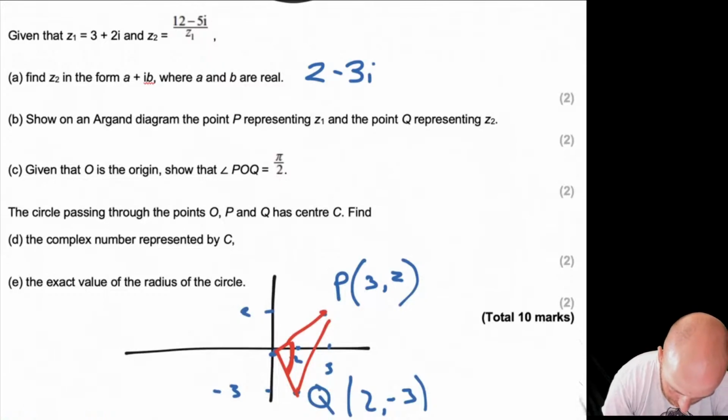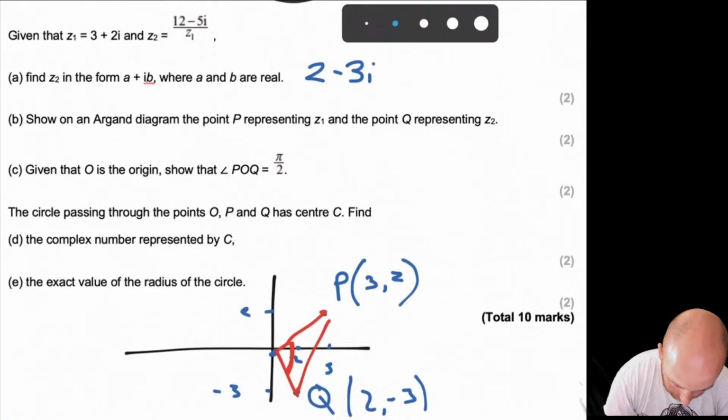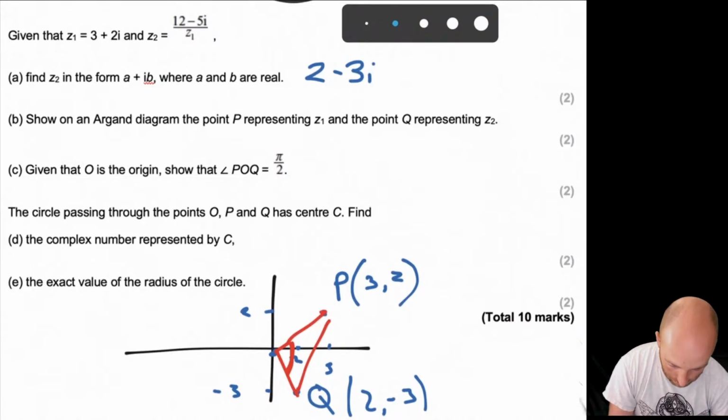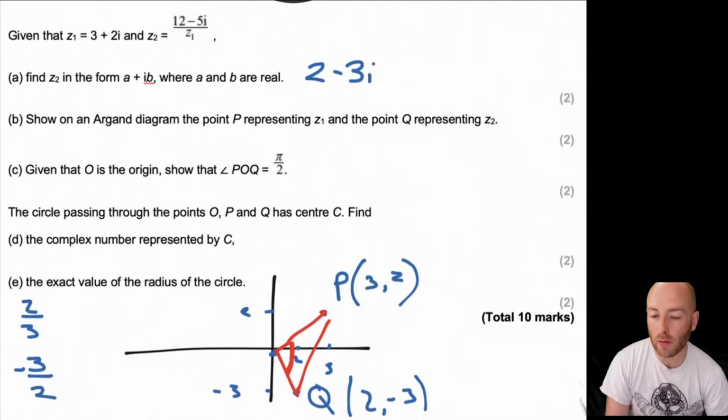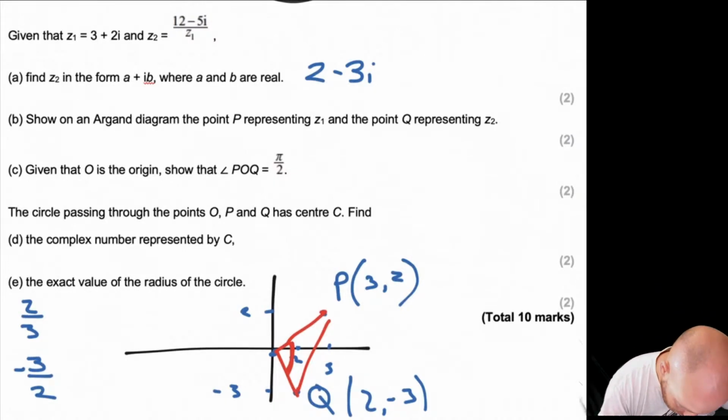You could use cosine rule, but let's just work out the gradient quickly. So 3, 2, yeah, this is going to be it. 3, 2 will have the gradient 2/3. Q will have the gradient minus 3 over 2. So they are actually perpendicular. So we know that that's a right angle triangle.